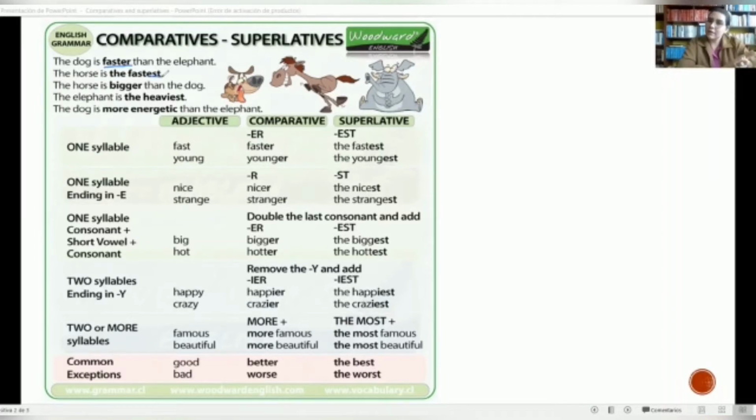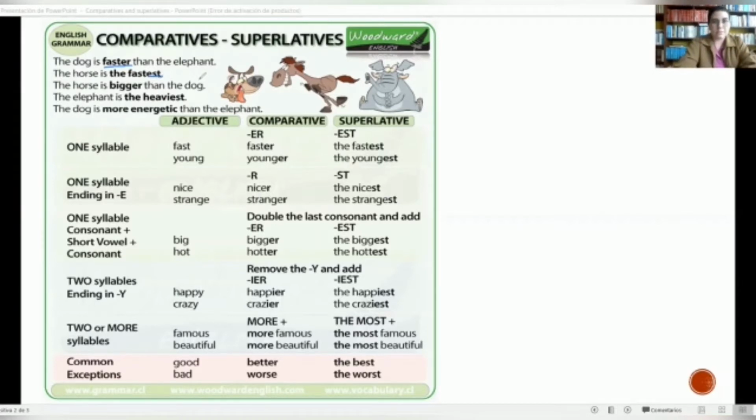The comparative is when you are talking about a person and another person, an object and another object. You need to compare two or more things. In the case of the superlative, you compare one thing or one object or one subject to other subjects or other objects, okay?